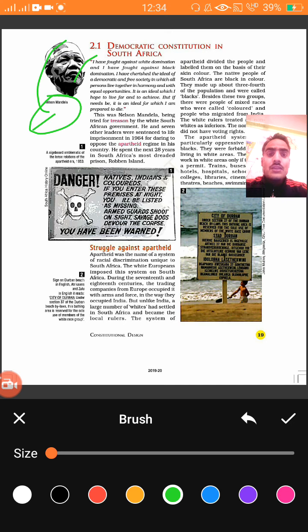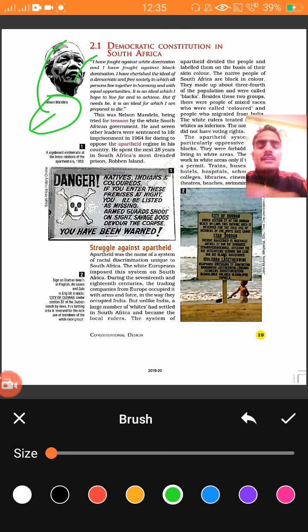वो सोचते थे कि whites जो हैं वो सिर्फ रूल्स करने के लिए हैं. Rule of the world, rule everywhere. Are you also thinking like this? Definitely no. Good. I have fought against white domination and I have fought against black domination.